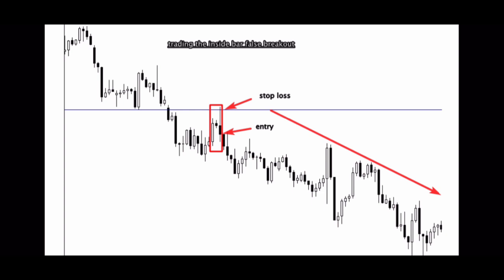Trading the inside bar false breakouts with Fibonacci retracements. I don't know if you're really familiar with this technical trading tool. However, I will show you how to use it in a simple and efficient way in combination with the inside bar false breakout. It's just perfect and simple.